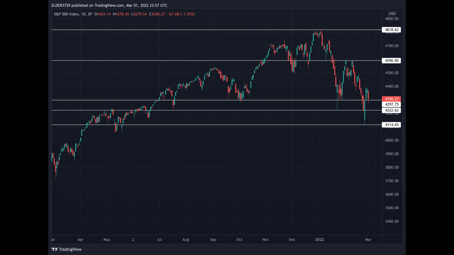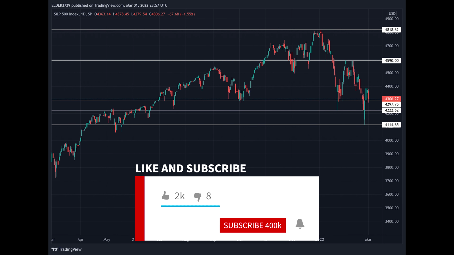Now let's talk about the levels that we have reached in the past 2 months and look at where we are right now. The all-time high for the S&P 500 was 4,818.62. This level happened back in the first week of trading in early January. After that happened, we retreated down all the way to the level of 4,222.62. That was at the end of January, and that was a low. We came back up and we tested the level of 4,590.